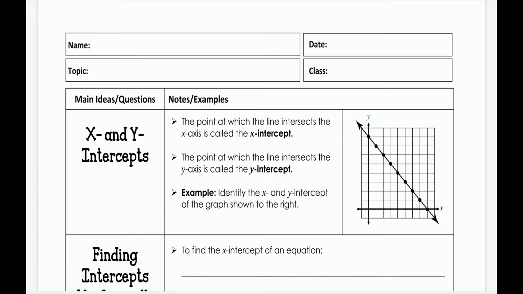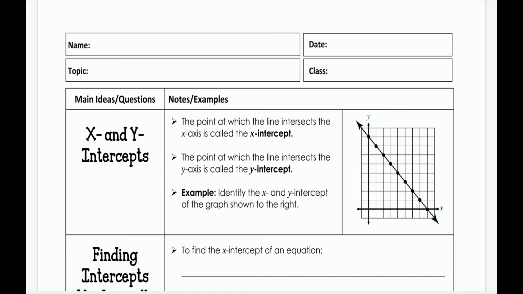The point at which the line intersects the x-axis is called the x-intercept. The point at which the line intersects the y-axis is called the y-intercept. And for an example, we're going to find the x-intercept and y-intercept of the graph shown to the right.